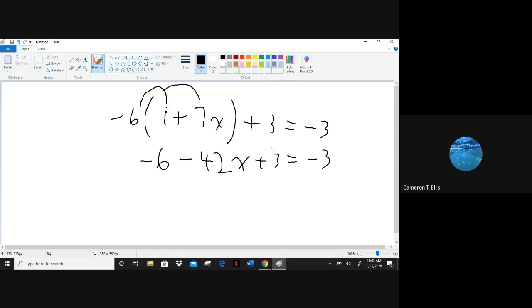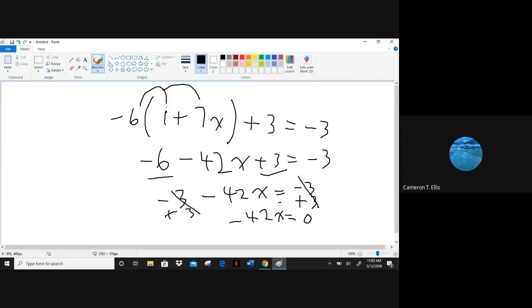Okay, so where would I go from here? I think I got some like terms on this left side. We got plus 3, got minus 6. What's negative 6 plus 3? Going to get a little more positive, so it's going to go negative 5, negative 4, negative 3. Minus 42x equals negative 3. Now we want to get this negative 3 with this negative 3, so I'm going to add 3 to both sides. Minus 3 plus 3 cancels, and minus 3 plus 3 also cancels. Minus 42x equals 0.